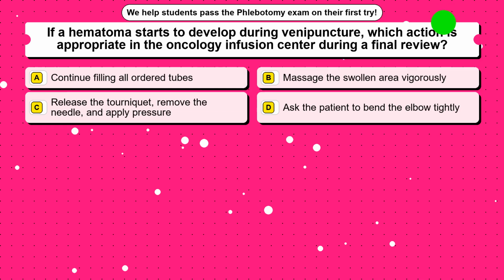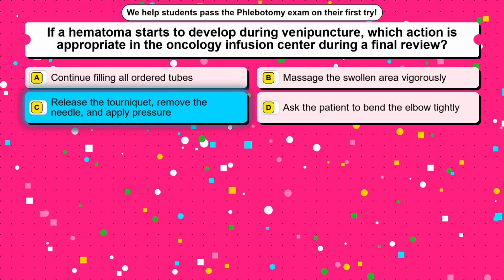Question 35. If a hematoma starts to develop during venipuncture, which action is appropriate in the Oncology Infusion Center during a final review? Option A, continue filling all ordered tubes. Option B, massage the swollen area vigorously. Option C, release the tourniquet, remove the needle, and apply pressure. Option D, ask the patient to bend the elbow tightly.